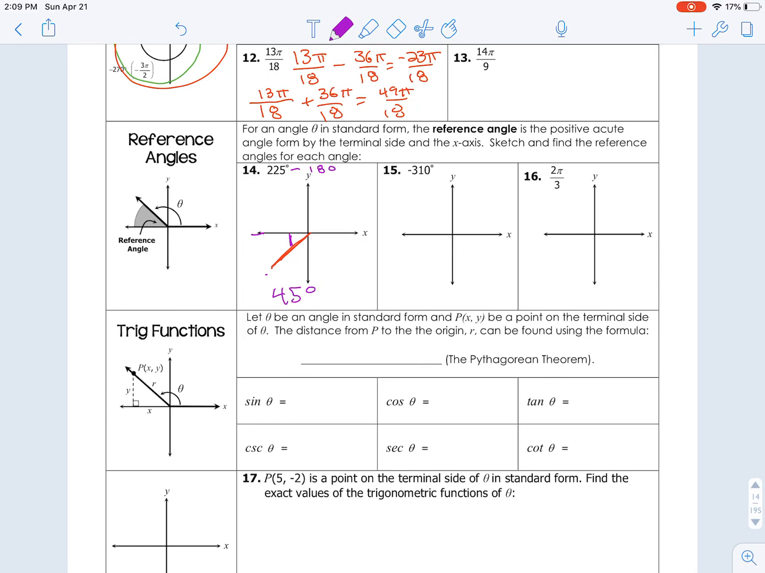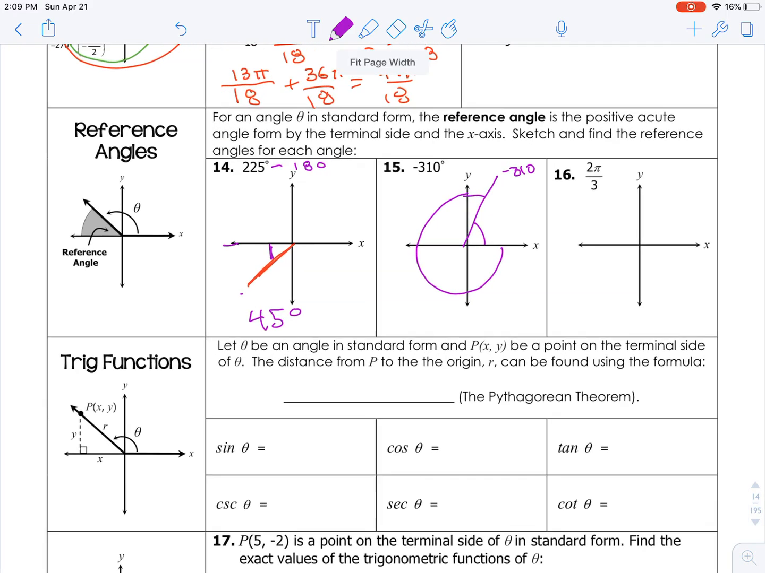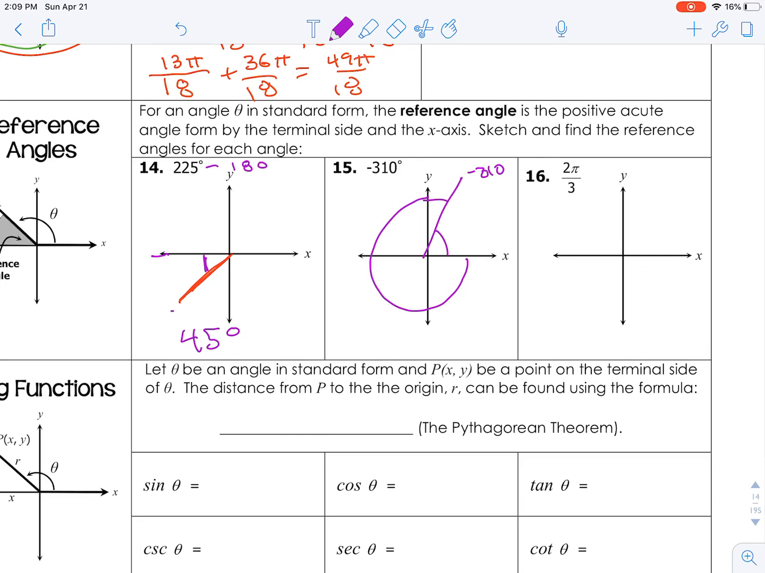Let's do negative 310. I think that you can get it. Remember, I'll start it for you. So negative 310, there's negative 270. Here's negative 310. You're calculating that angle. You can do that. Now, what about 2 pi over 3? A little bit harder, right? A lot harder, actually. So when you're doing these and you're not super familiar with radians yet, I would convert to degrees and solve.